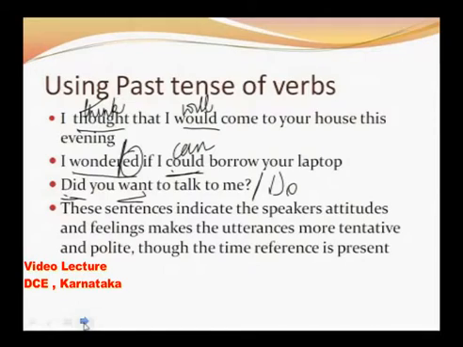I wonder if I can borrow your laptop. The most polite way of saying it, or rather a more polite way of saying it, is what? I wonder if I could borrow your laptop. Wonder takes the ed form. I wondered. Do you want to talk to me? The polite way: Did you want to talk to me? It is more polite.